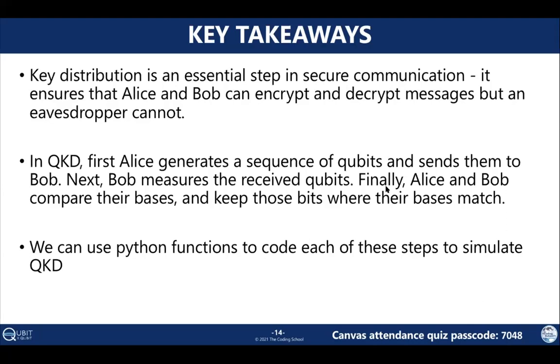And this is going to be achieved by distributing these qubit states that Alice and Bob can then measure in different bases. It is unique that for these qubits, you can measure in different bases. You're not just stuck with 0 and 1 every time. You have the whole Bloch sphere to choose a basis with. And then we're going to use Python functions to code each of these steps to simulate this.